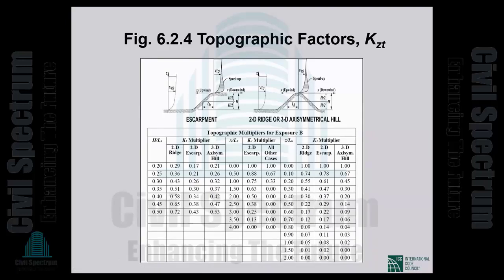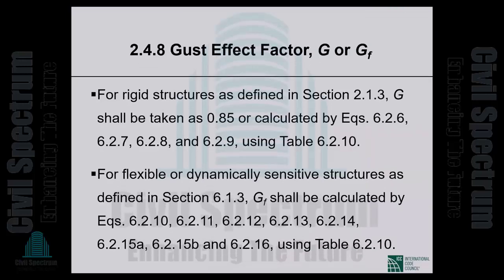I have no way of going into the details, or any intention. All I'm trying to do is to point out that everything is in BNBC. So figure 6.2.4 will give you your K sub ZT if you have a building located on the upper half of a hill, ridge or escarpment. If you have the typical Dhaka building on plain land, K sub ZT is equal to 1. You don't have to worry about all of this.